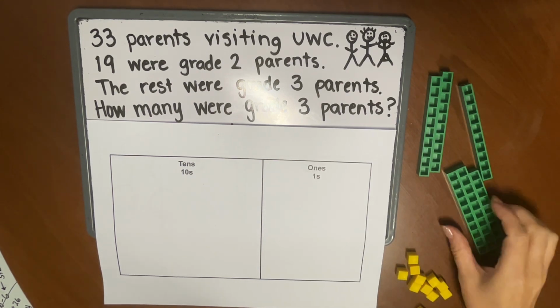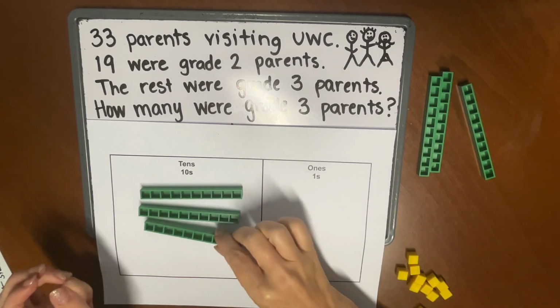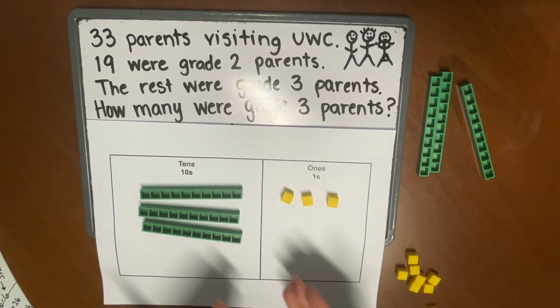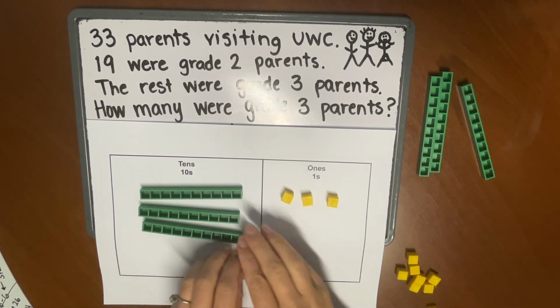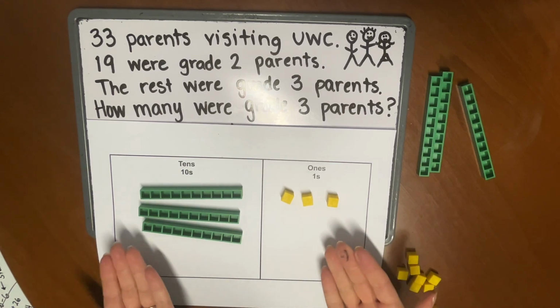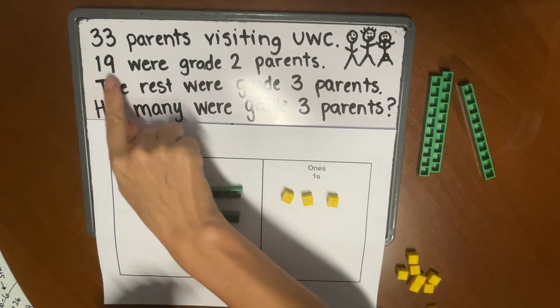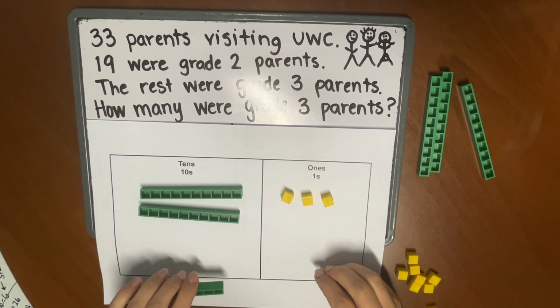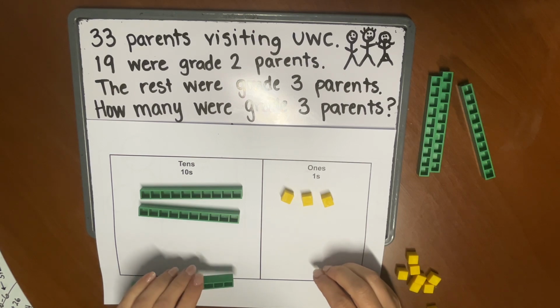Let's see how you did. Well, I know that there were 33 parents visiting UWC, so that's the most they're going to be. I'm not adding more parents. No more parents came. But of these 33, 19 were grade 2 and the rest were grade 3. How can I take those apart? Well, I can take away 10 of the 19, but here I only have 3. I can't take away 9. What could I do to solve this? How could I build it? Pause the video and talk about this.